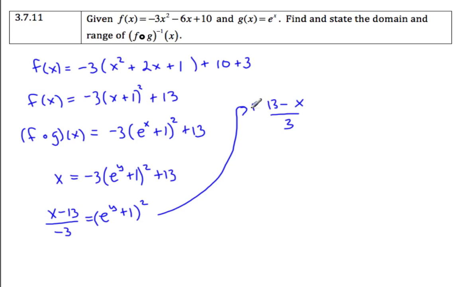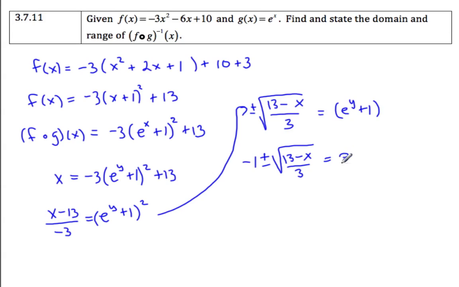I'm going to square root it, so that's plus and minus the square root of (13 minus x) over 3 equals e to the y plus 1. No more squared because I square rooted on the other side. And then I'll subtract 1. So I have negative 1 plus or minus the square root of (13 minus x) over 3 equal to e to the y. And now ln of negative 1 plus or minus the square root of (13 minus x) all over 3 equals y.